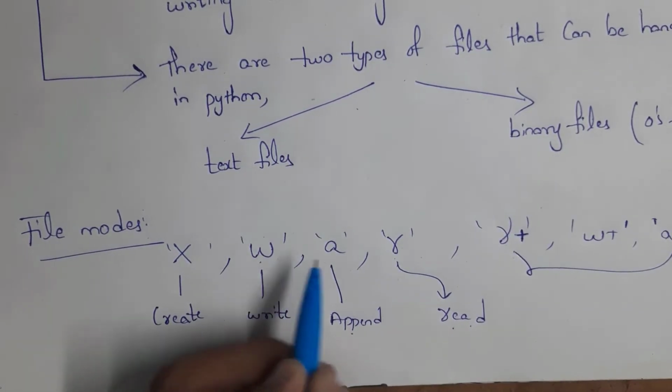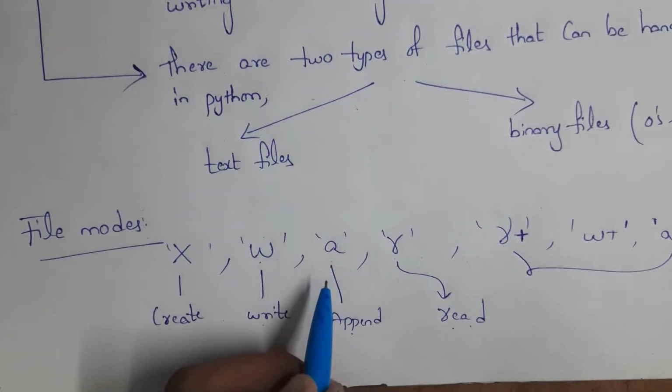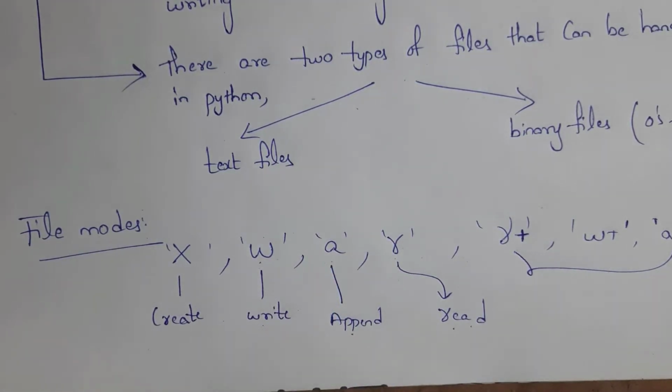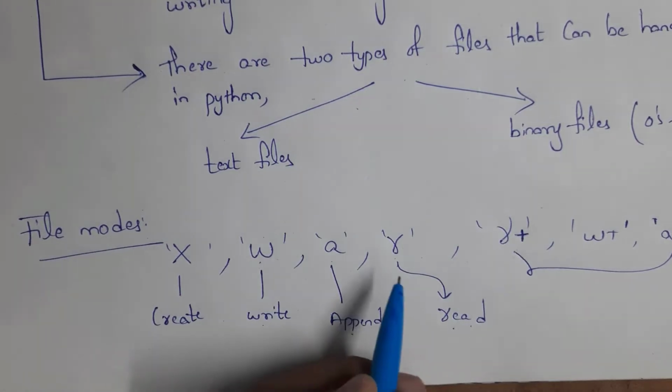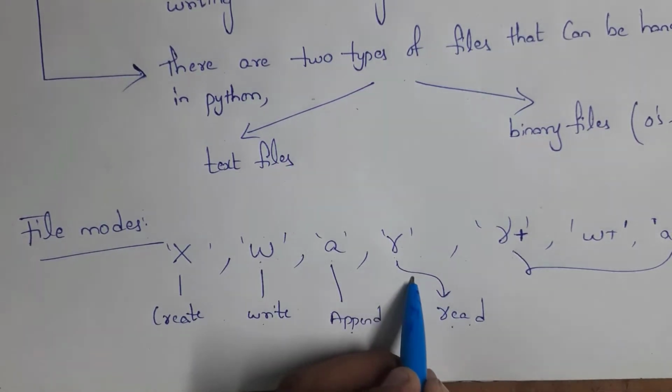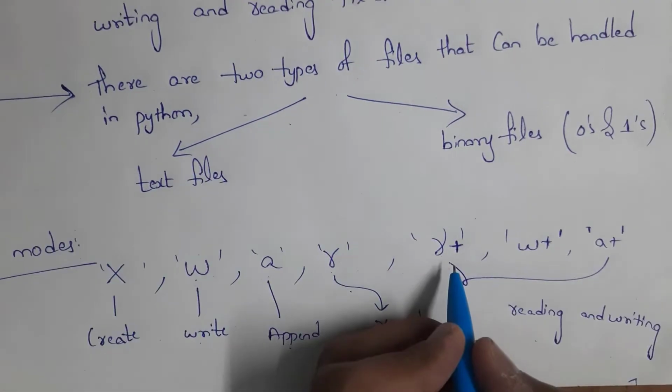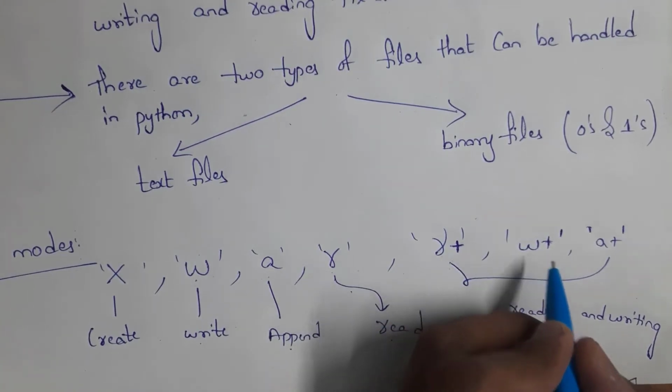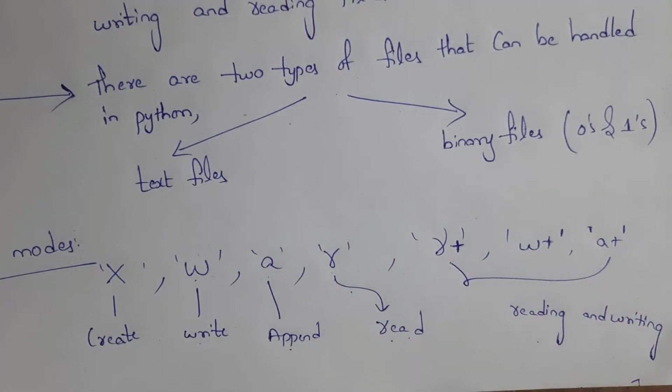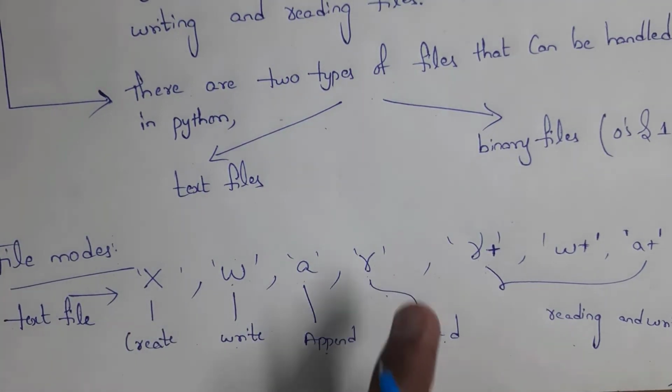By using write mode and append mode, we can only add text into our file, but we cannot read that file. And similarly, by using read mode, we can only read that file, but we cannot add any text into that file. By using read plus mode, write plus mode and append plus mode, we can perform both read and write operations. That is, we can read files and as well as we can add text into that file. All these modes are applicable only for text files.